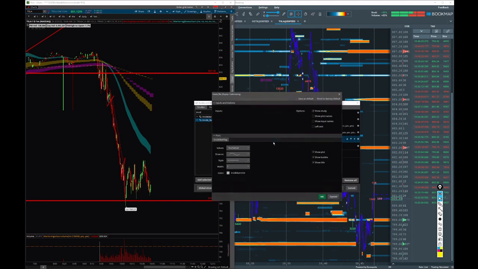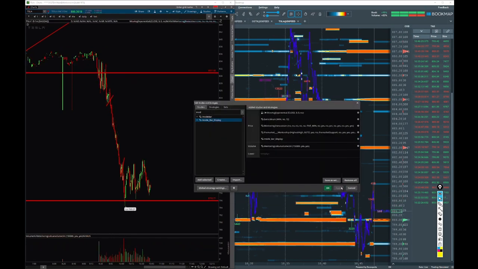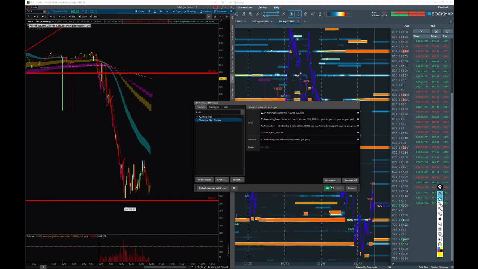Yeah, we can make this every color we want. We can make, for example, this blue or pink, right? Let's see if blue works. Bar colors. Okay.